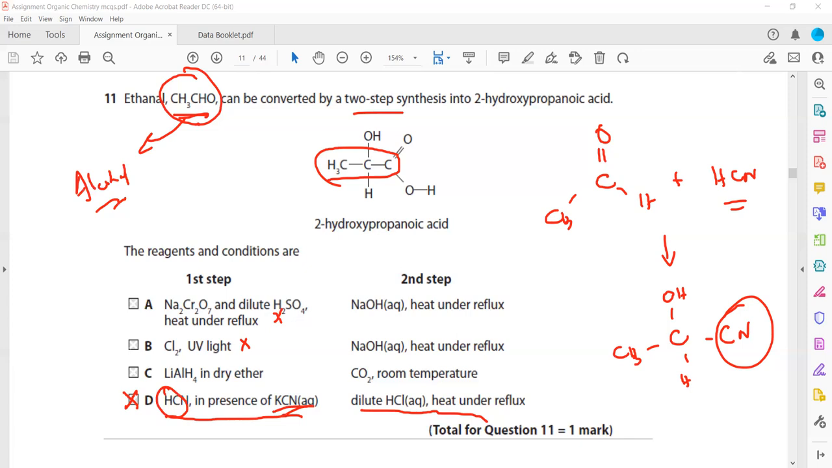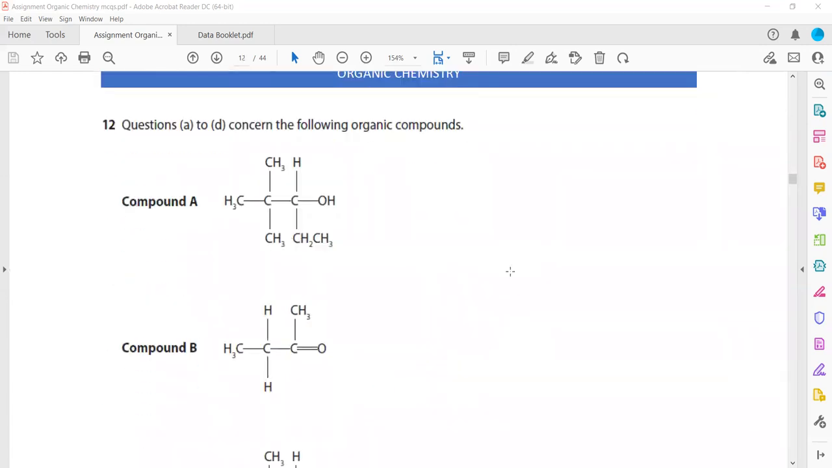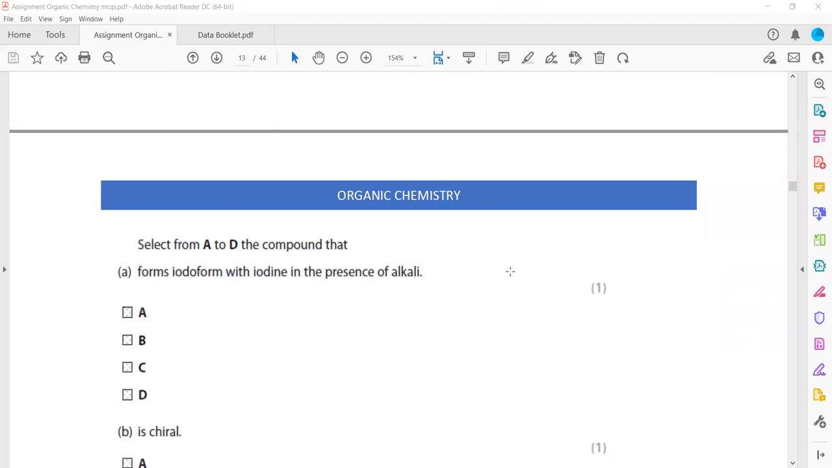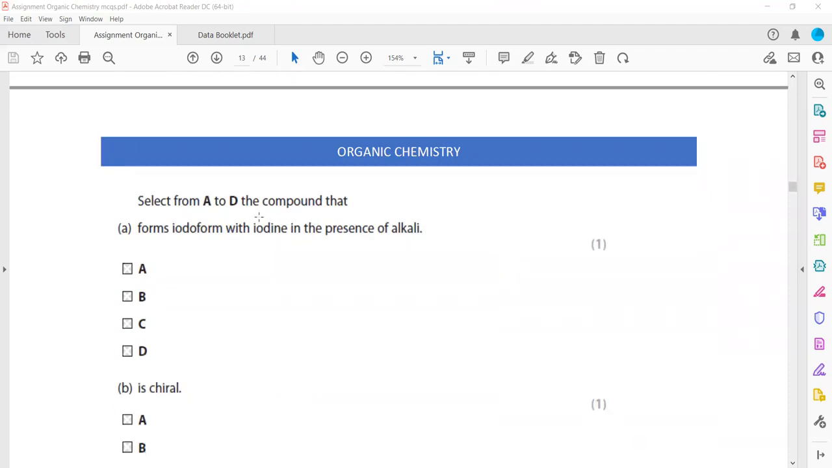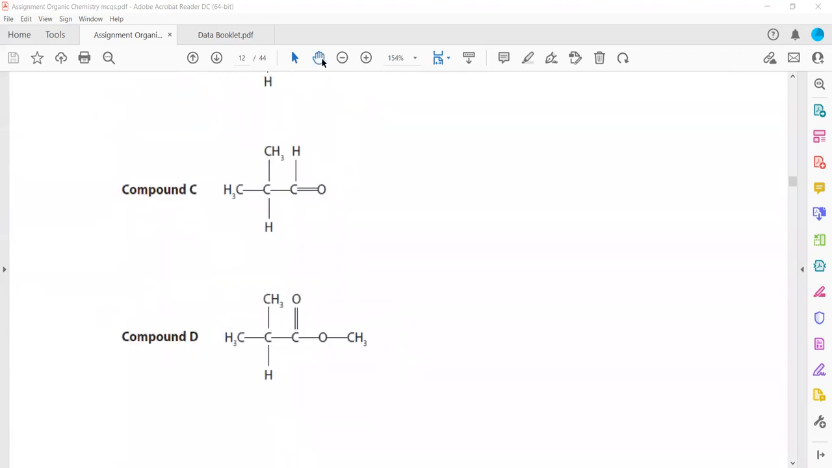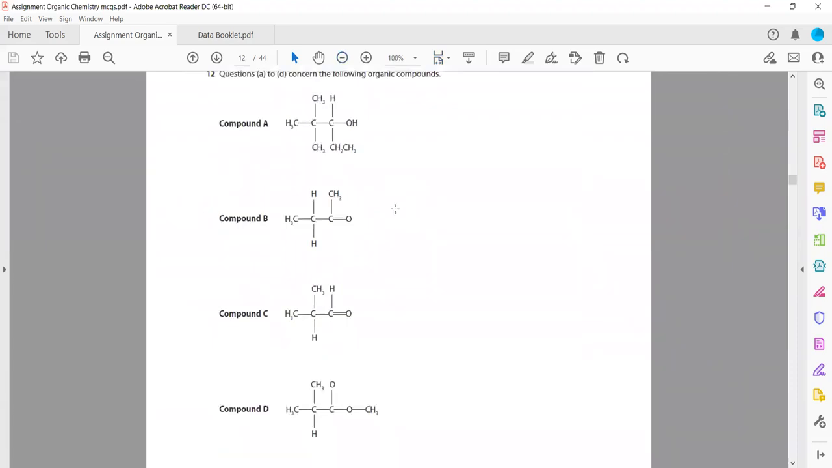So these are the reaction conditions which you have to learn to carry out certain changes. Question A to D concerned with the organic compounds. So A, B, C, D are the compounds here. Select from A to D a compound that forms iodoform. Iodoform means, if a methyl group is there next to a carbonyl group, it will give a positive iodoform result. So we have to check all 4 compounds, to see in which one a carbonyl group is there with a methyl group next to the carbonyl.